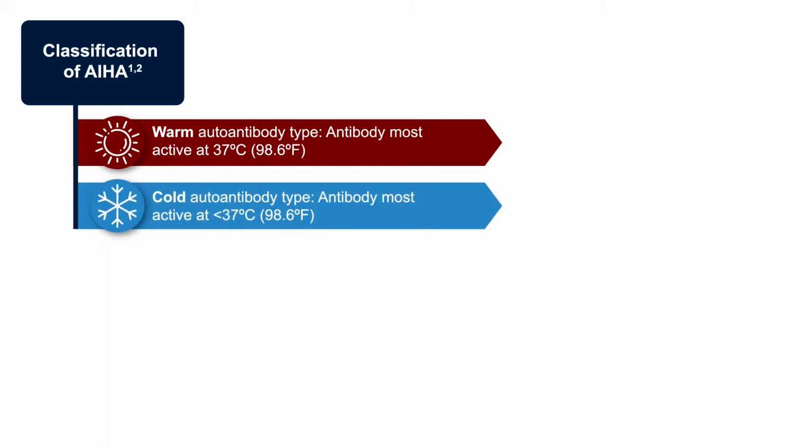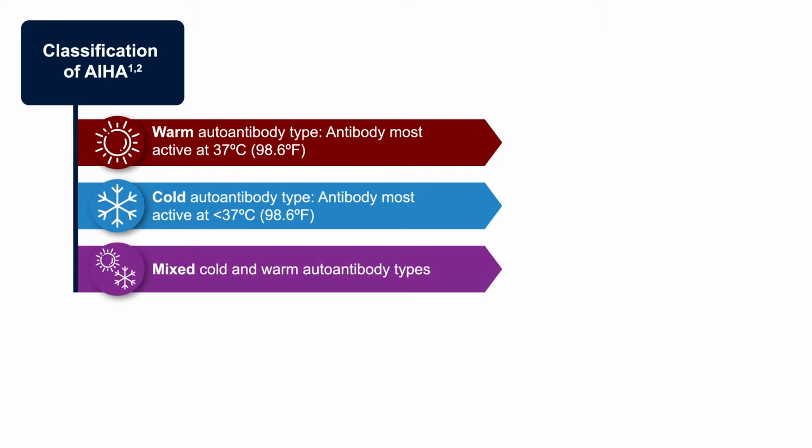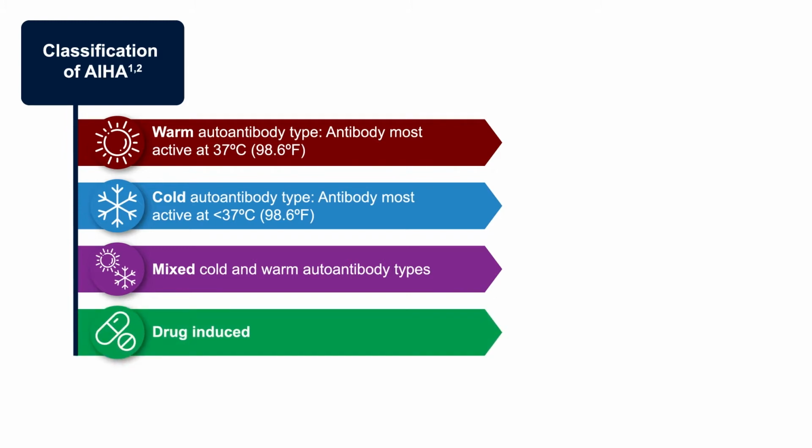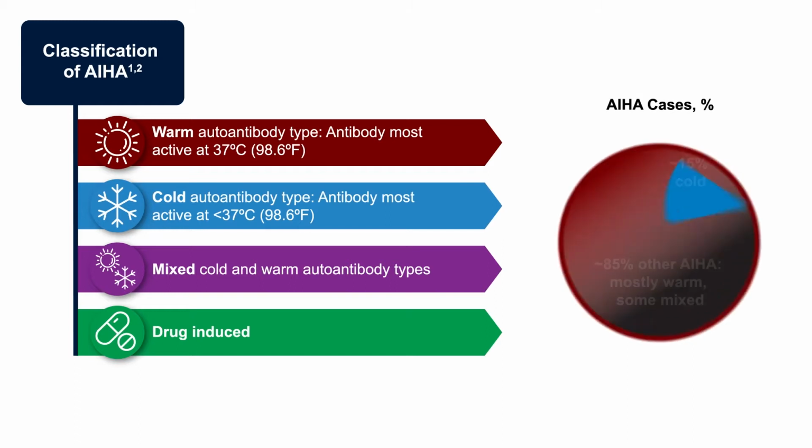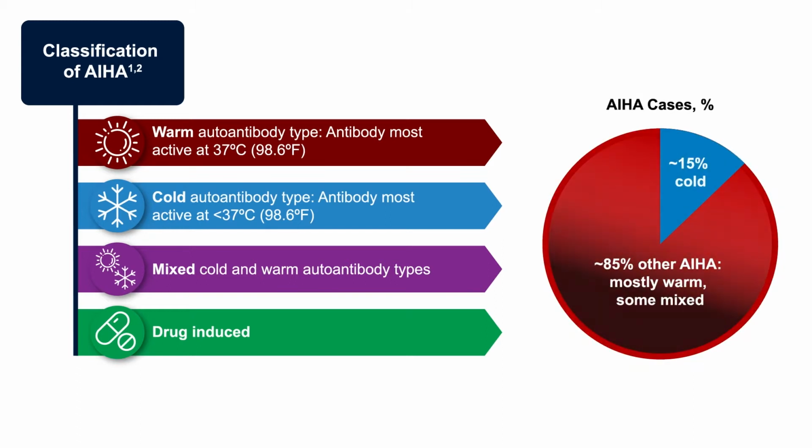Cold autoantibody or IgM-mediated autoimmune hemolytic anemia has IgM autoantibodies that are most active at a temperature which is less than core body temperature. We can also have mixed cold and warm autoantibody types, and there can also be drug-induced autoimmune hemolytic anemias. Approximately 80 to 85% of autoimmune hemolytic anemias are mostly warm or mixed, and only about 15% are classified as cold or IgM-mediated.